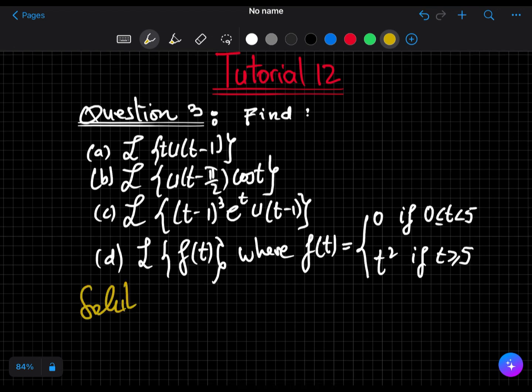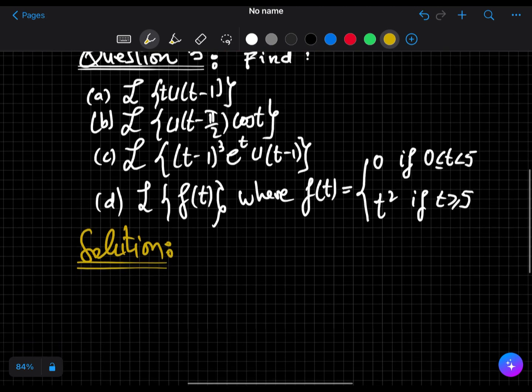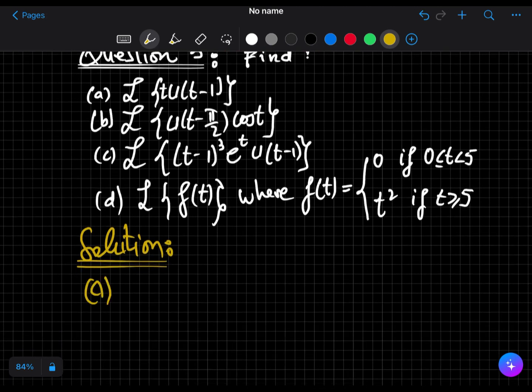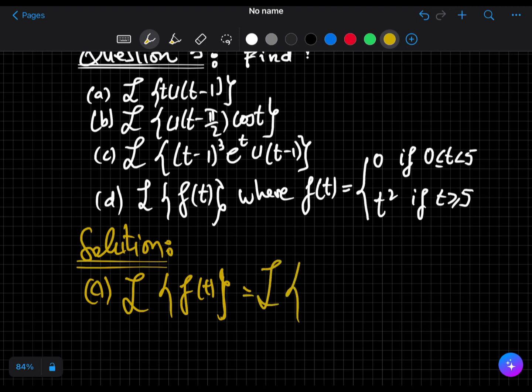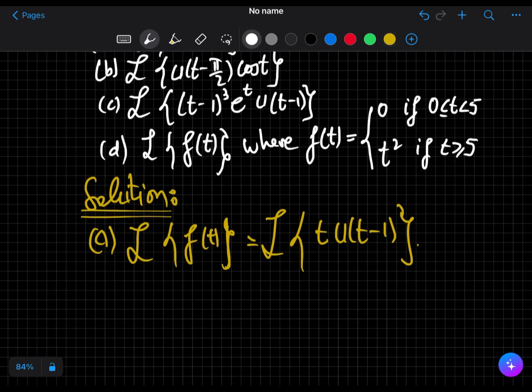As a solution, let's find the Laplace transform of the first function f of t, which is equal to the Laplace transform of t u(t minus 1). So u(t minus 1) is what we call a unit step function.